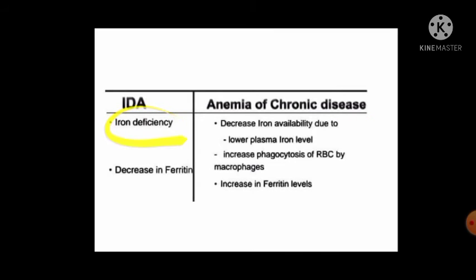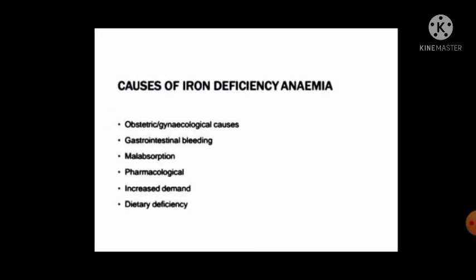Iron deficiency anemia, anemia of chronic disease. Iron deficiency decreases iron availability due to lower plasma iron level or increased phagocytosis of RBCs by macrophages, or a decrease in ferritin versus an increase in ferritin level.